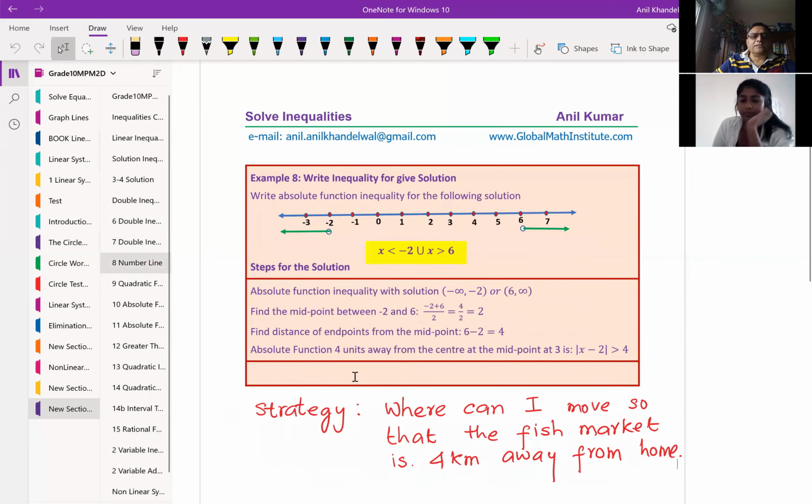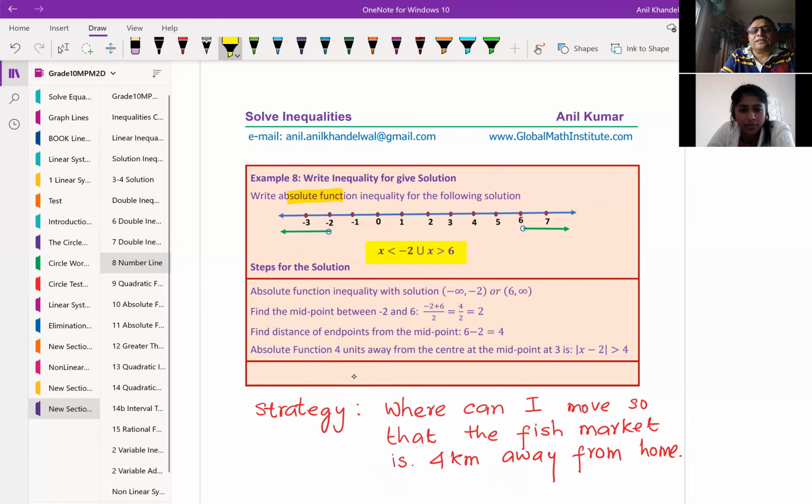Perfect. Now let's take another example. You can treat this as your test question. I hope you have understood the concept. The question here is, can you please read the question and answer also? Yeah, so example 8, write inequality for given solution. Yes. Write the absolute function inequality for the following solution.